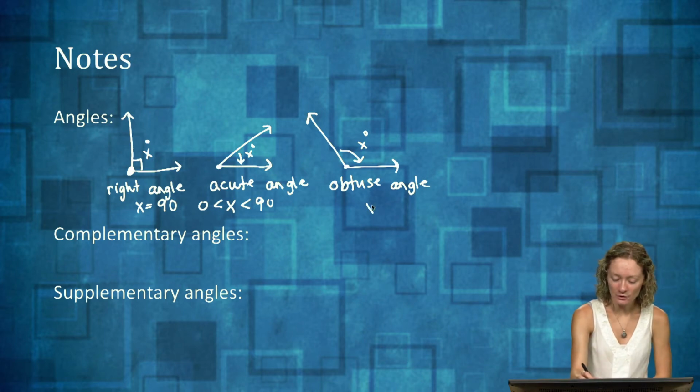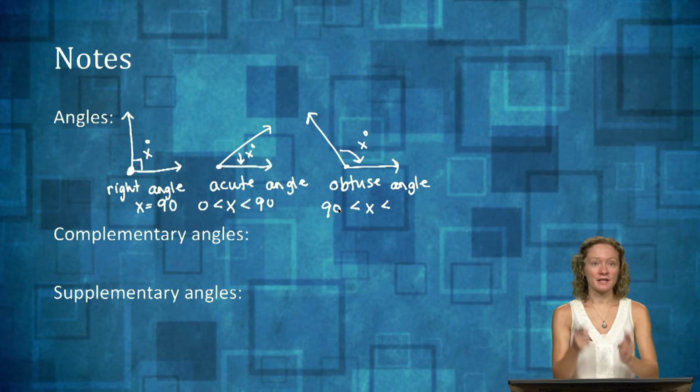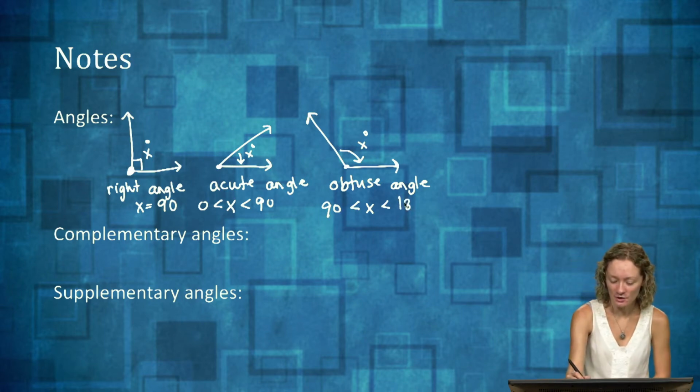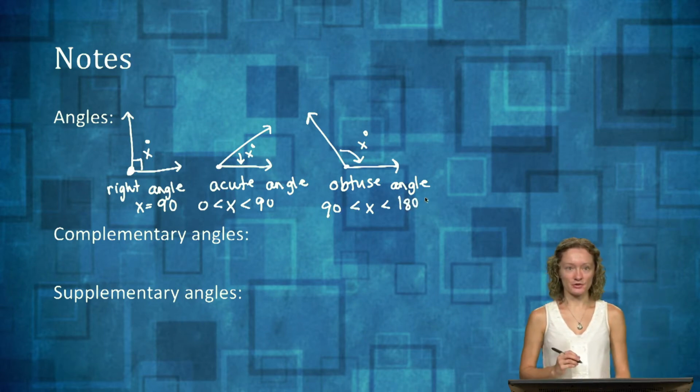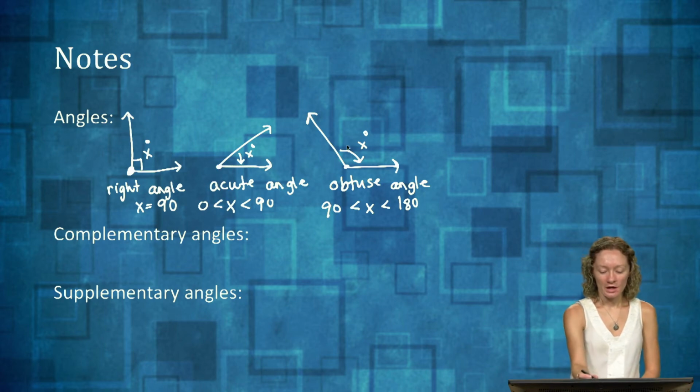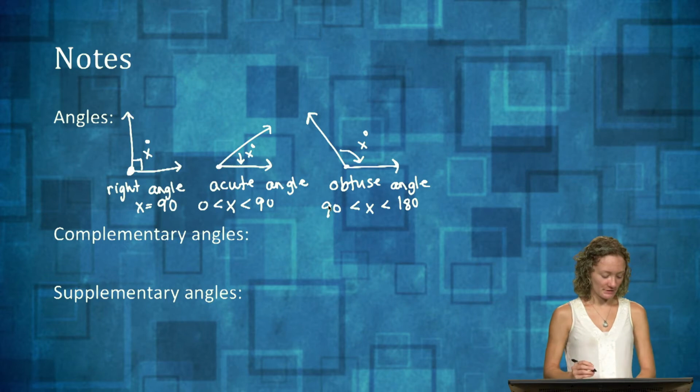And an obtuse angle, most people would say, is greater than 90, but again, we have to put in that other caveat. It's also less than 180 degrees. So 180 would be right here. It doesn't go further. We're not going to look at that in this class.